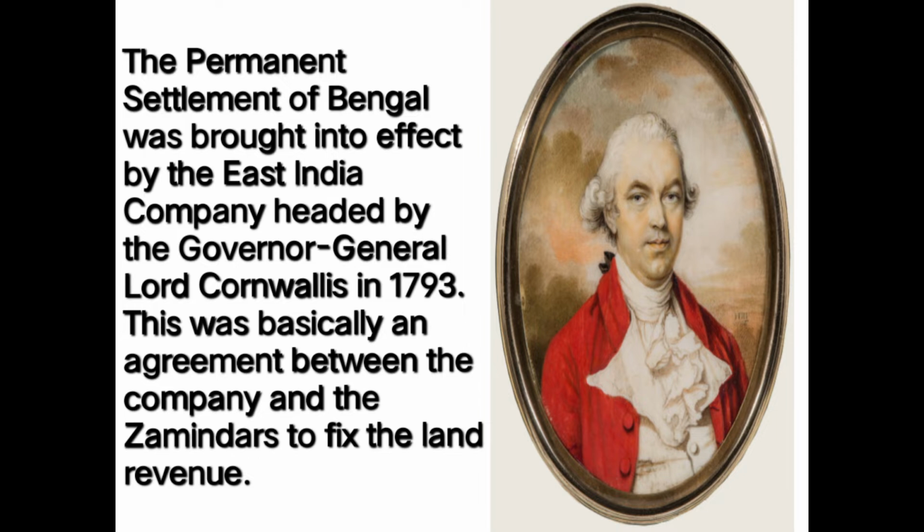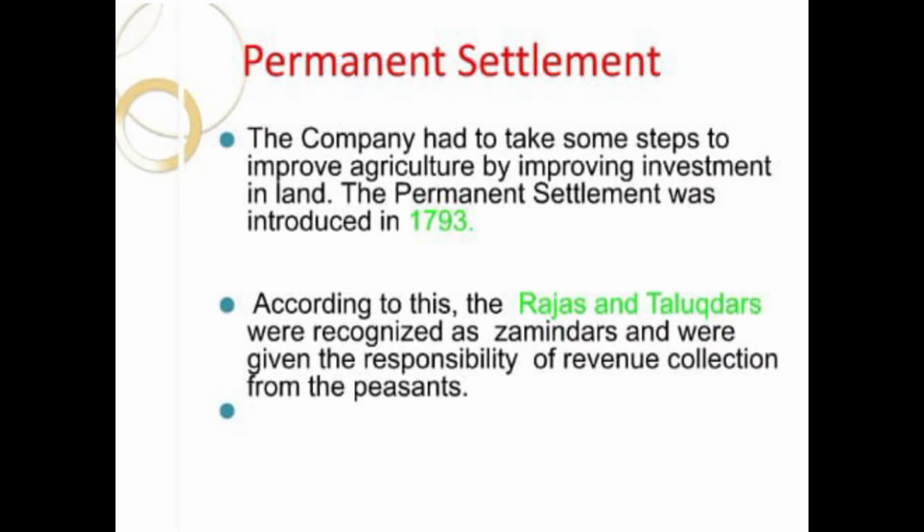This is the man, Lord Charles Cornwallis. The permanent settlement of Bengal was brought into effect by the East India Company, headed by the then Governor General Lord Cornwallis in 1793. This was basically an agreement between the company and the zamindars to fix the land revenue.